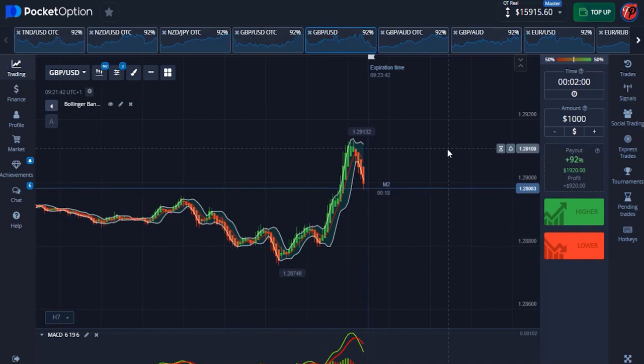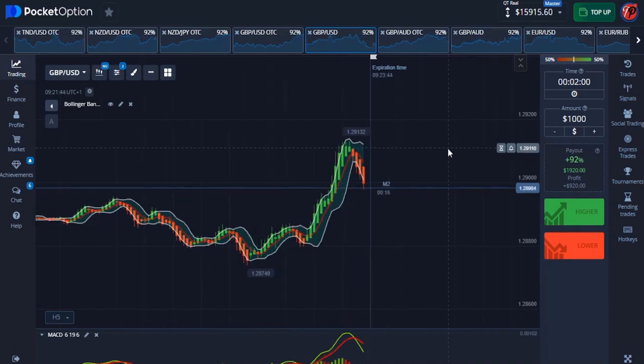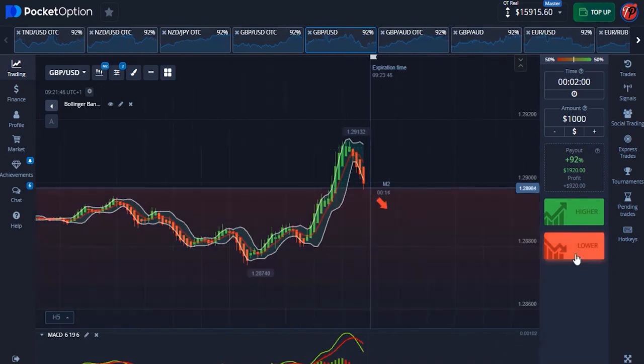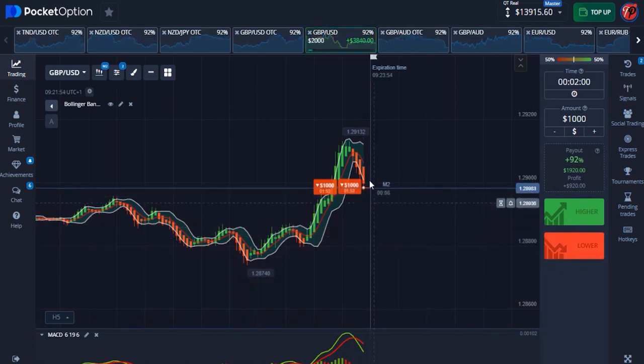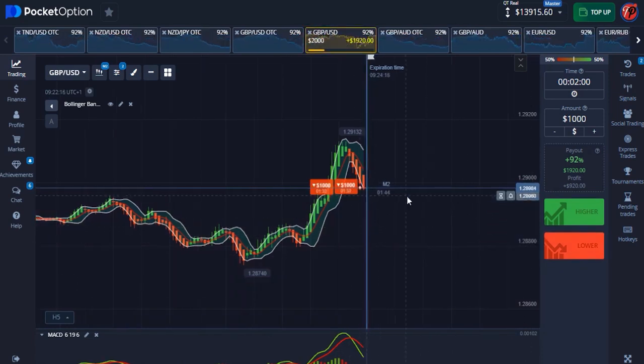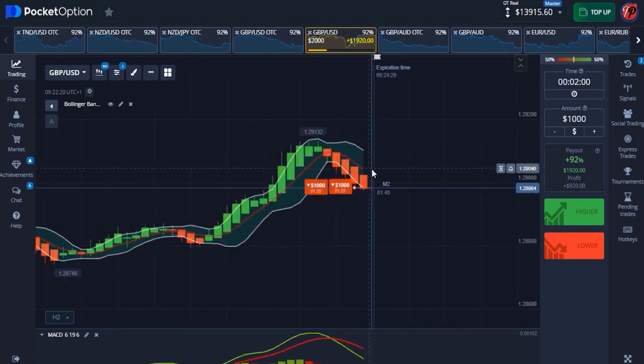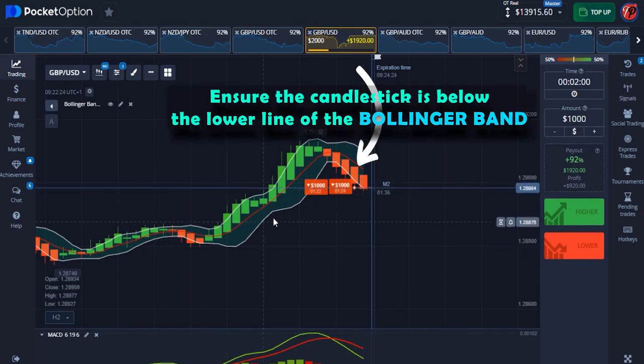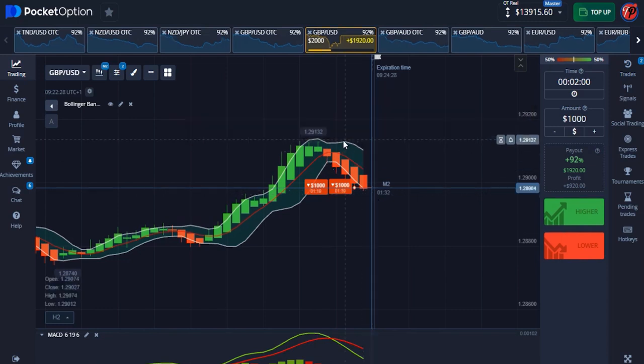Let's keep analyzing it. Well guys, over here I'm finding another good moment for a down trade. So right now I'm going to enter this trade real quick. Anytime you're going for a down trade, the number one thing you need to look at with your indicator is to make sure that your candlestick is actually below the moving average down line here. The other time we had it above the line because we were going for an up trade.